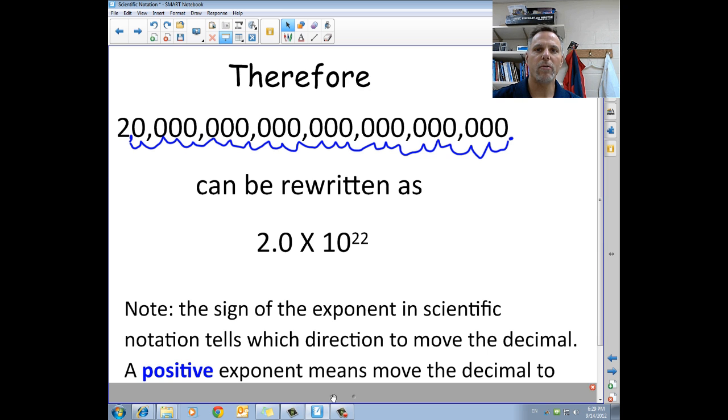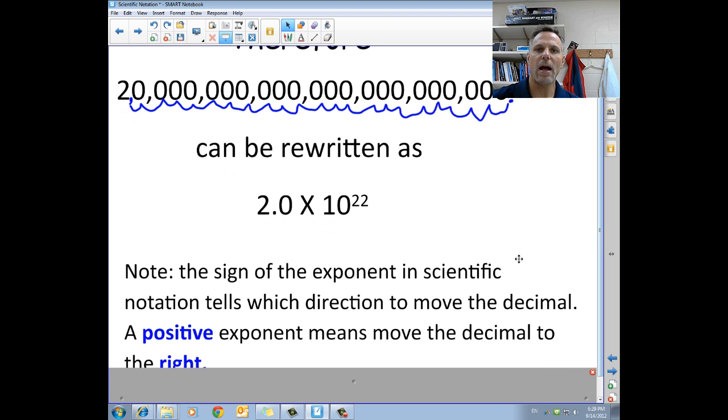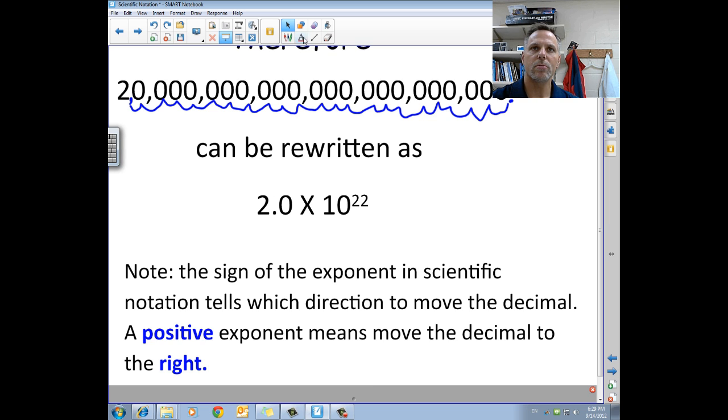So, in general, when we talk about a positive exponent, it means when you write it out, you take this 22 and you are going to move this decimal point 22 places to the right to get your original number. So think positive to the right.